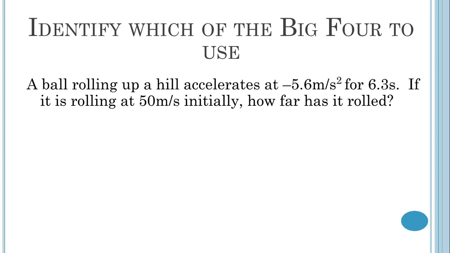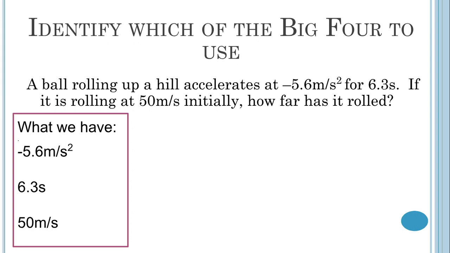Second example, again, all we're doing is identifying which of those equations we use. A ball is rolling up a hill, accelerates at negative 5.6 meters per second squared for 6.3 seconds. If it is rolling at 50 meters per second initially, how far has it rolled? What we have is negative 5.6 meters per second squared, 6.3 seconds.